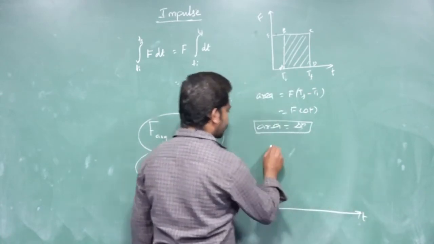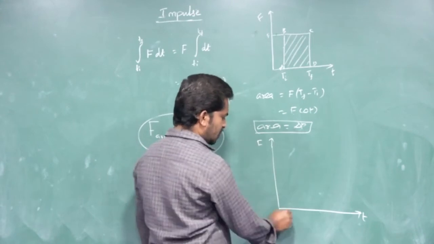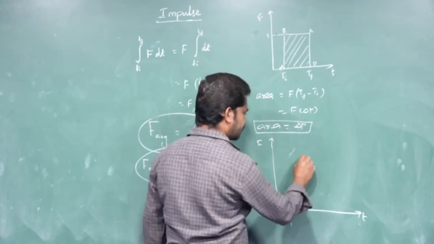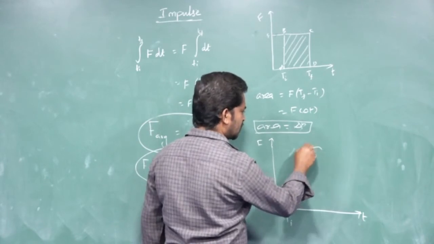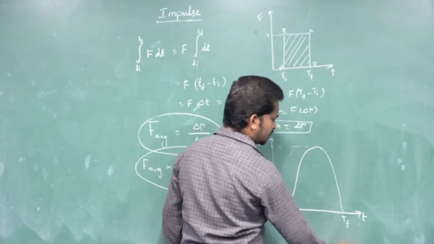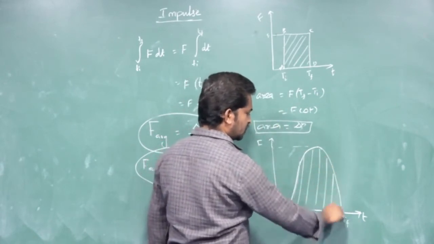So, time and force. In the initial time period, the force is initially zero. As time increases, the force increases and reaches a peak value. After that it decreases, and this is the final time. This area gives the impulse. You want to calculate this area.